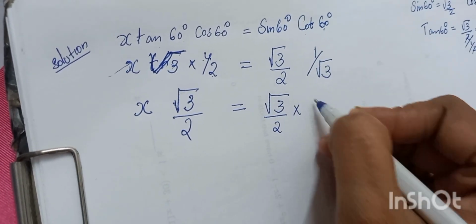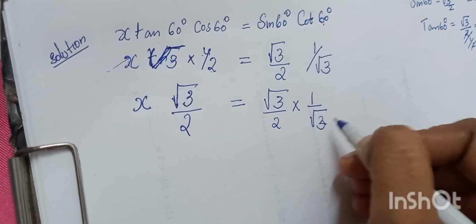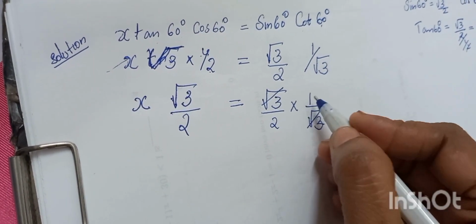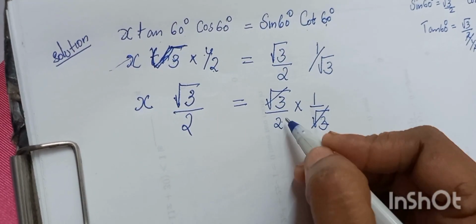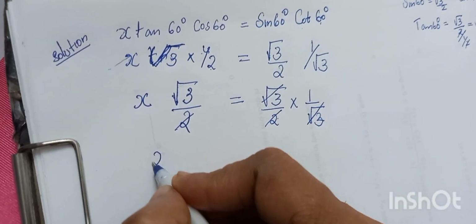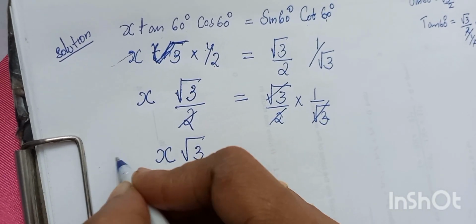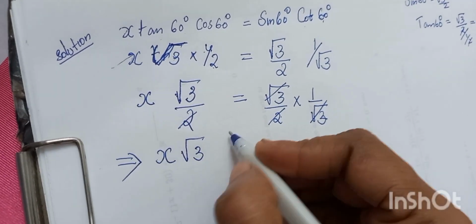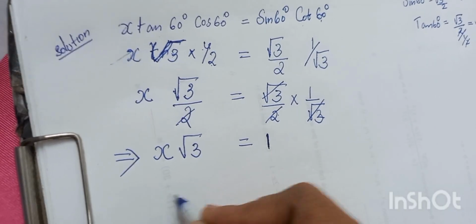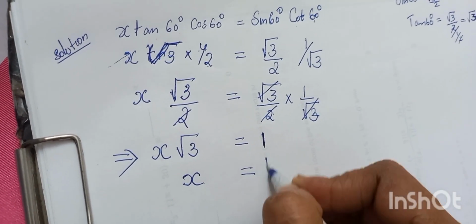Into 1 by root 3. So this root 3 and this root 3 will cut off. Then 1 by 2 is remaining. So these two and these two are cut off. Then x into, which implies x into root 3 is equal to 1. So x equals 1 by root 3.